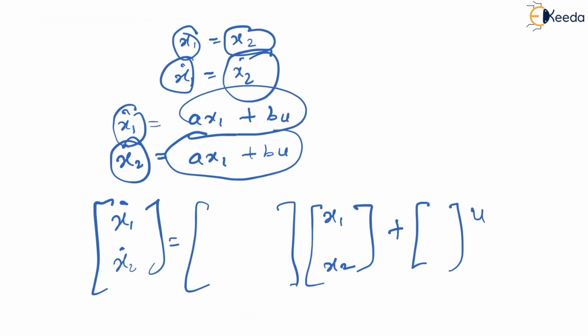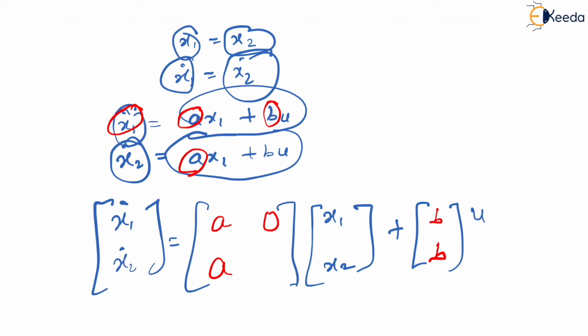Now if we check what is happening, x1 dot is equal to what? A into x1 plus b into u. Is that correct? Is it dependent on x2? No. So here I will get 0. Similarly, if you think of x2 dot, what is x2 dot equal to? x2 dot is equal to a times x1 plus bu. So this becomes again a times x1 plus bu, correct?